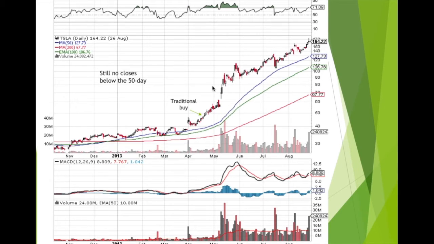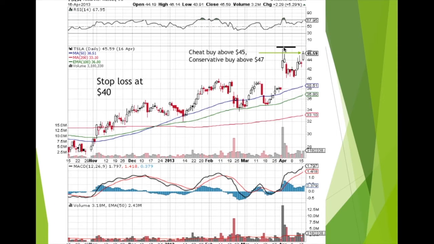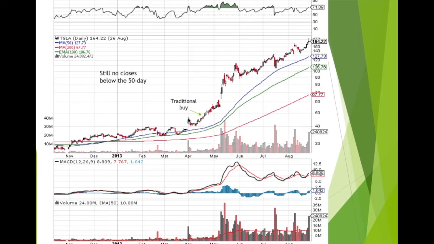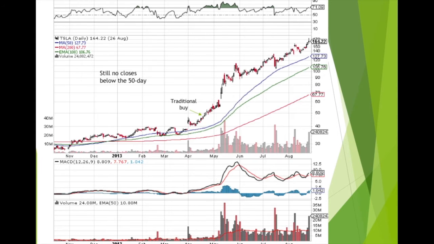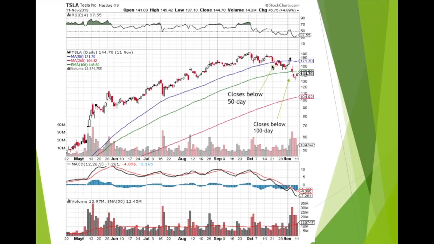You see Tesla here. Even if you waited a little bit longer and waited for this high to be taken out, you see you buying here on this day when the high gets taken out, Tesla goes on a monster run. That buy is around, let's say, 47, and it doesn't close at all below the 50-day. Look at this run. This is over triple. This is insane, right? It hasn't even closed once below the 50-day. Finally, a close below the 50-day.